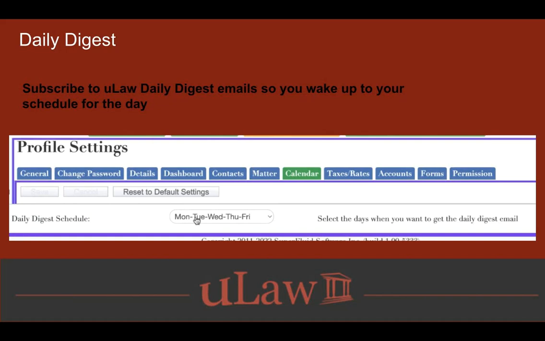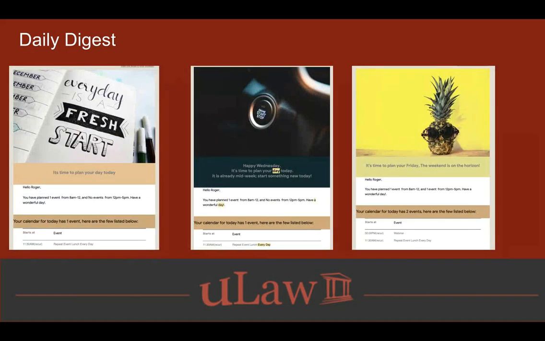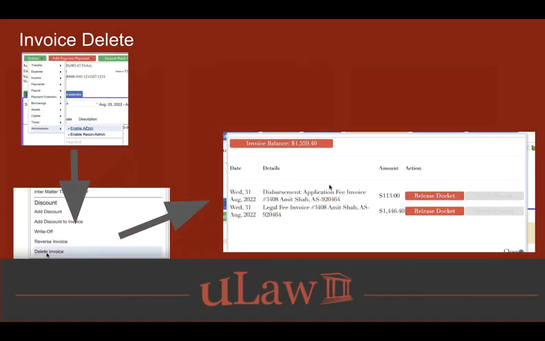So subscribe to the uLaw DailyDigest email. As soon as you wake up, at 5 a.m., 6 a.m. in the morning, you'll see these emails popping up with enough information. It would give details such as: what time is your appointment today? Do you have any meetings? Do you have any schedules? Do you have any dockets that are not being invoiced? Such things, right?